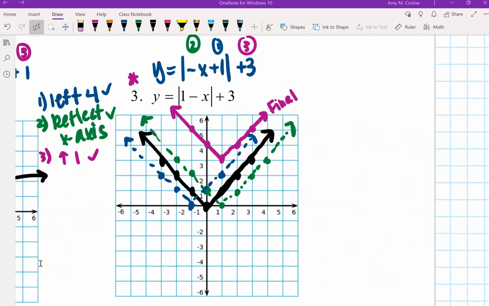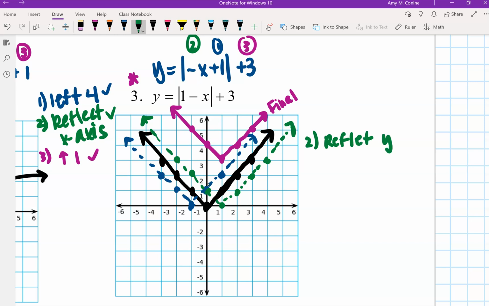All right, so this is what I got for number 3. If it helps, rewrite it so that the x is first and the negative does go with the x. So it's going to be absolute value of negative x plus 1. Whole thing is plus 3. So parent function is absolute value. Moved it left 1 because it's a plus 1. Reflected it over my y. Okay, reflected it over y this time because it's on the inside.